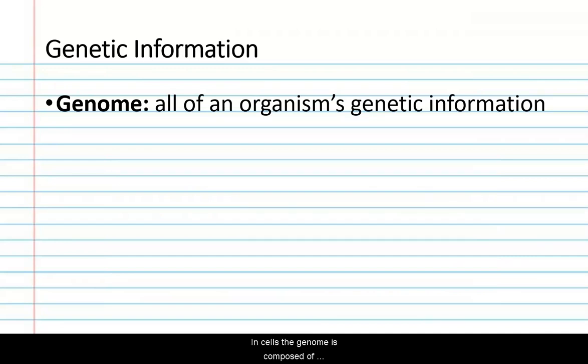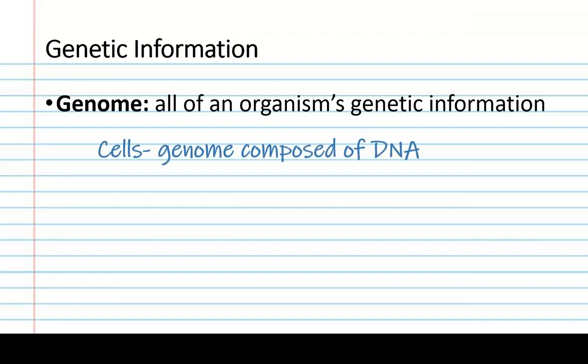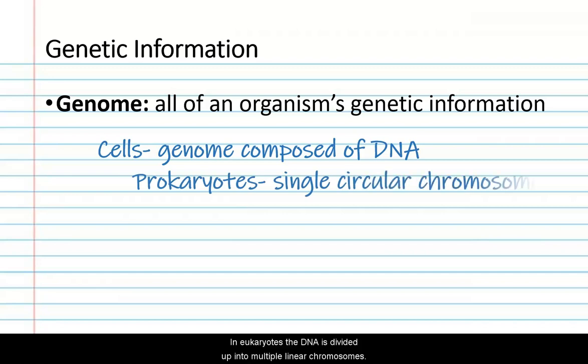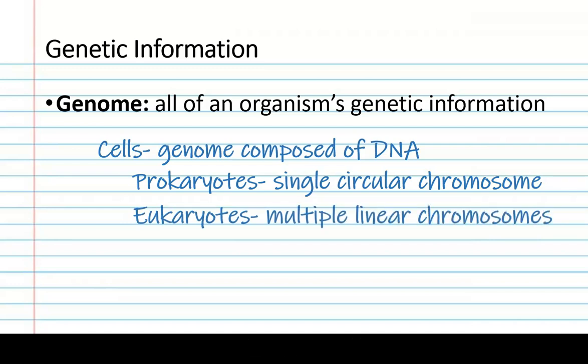In cells, the genome is composed of double-stranded DNA. In prokaryotes, the DNA is arranged in a single circular chromosome, right? In eukaryotes, the DNA is divided up into multiple linear chromosomes. DNA is the information storage molecule. Cells access that information by making RNA, which is then in turn used to make proteins.